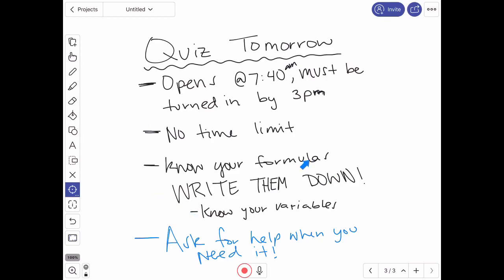The other thing with the formula sheet is know what your variables stand for. So know what slant height is, know what the capital B means, know what the H stands for. Very simple things, but they are going to be on the quiz tomorrow, so I want to make sure you don't have any curveballs being thrown at you. But we've gone over very heavily what those actual variables mean and what they stand for.